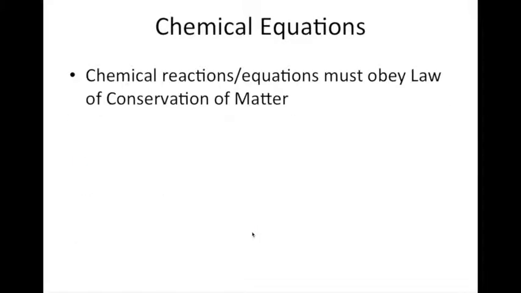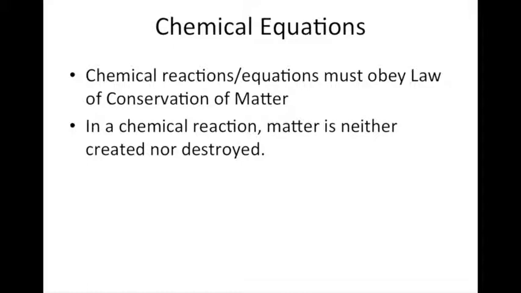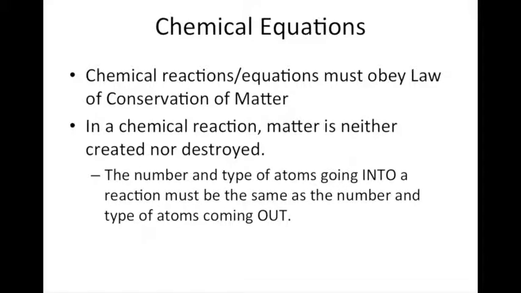So a little bit more about chemical equations. Chemical equations must obey the law of conservation of matter. So this tells us that in a chemical reaction, matter and atoms, therefore, can neither be created nor destroyed. So we could say that the number and type of atoms that we start with in a chemical reaction must be the same number and type of atoms that we end up with as products. They may be bonded together differently, but the types and number of atoms are the same.